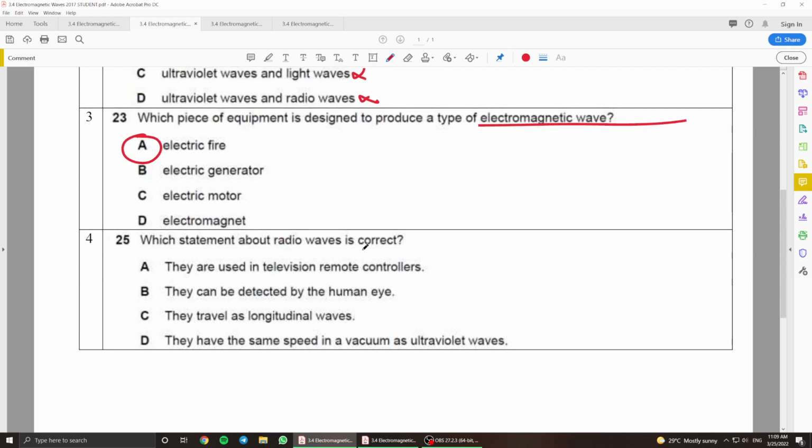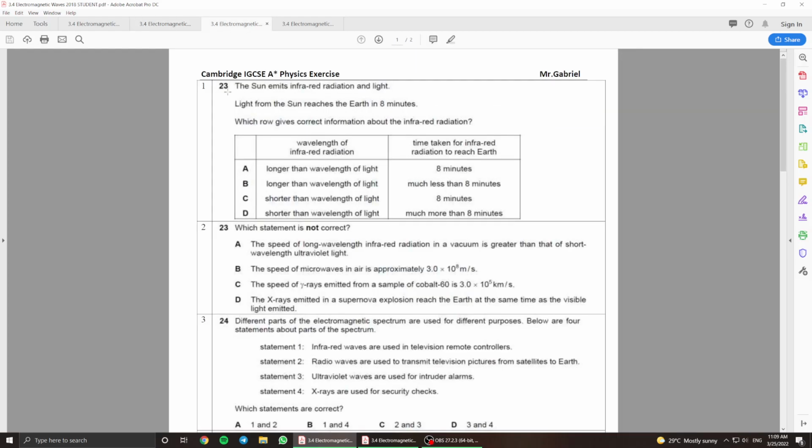And which statement about radio waves is correct? They are used in telecommunication, television, remote controllers, logical. They can be detected by the human eye, not logical. They travel as longitudinal waves, not logical. They have the same speed in a vacuum as ultraviolet. Oh, this is more logical here. D is going to be the answer. I guess remote controls are more on the infrared radiation, so A is not acceptable here. All right, this is definitely correct. Then moving on to the next exercise here.